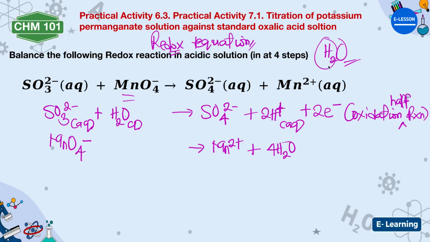So 4 molecules of water will contain 8 hydrogens. And to add hydrogen to this other side, because the hydrogen is at the right-hand side, we want to add it to the left-hand side. We need to add plus what? 8H positive. Now let us balance our ions.